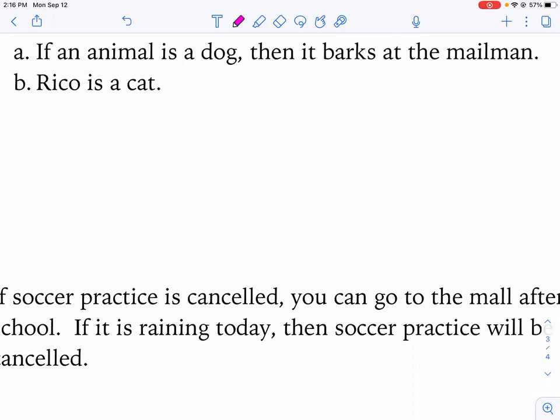Okay, read this next one. If an animal is a dog, then it barks at the mailman. Rico is a cat. So he meows at the mailman. Rico does not bark at the mailman.